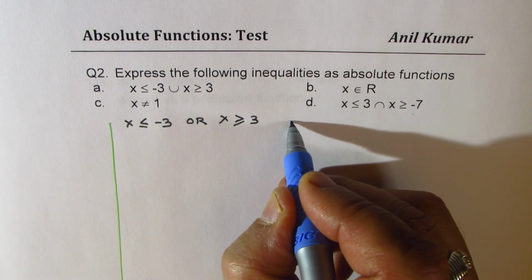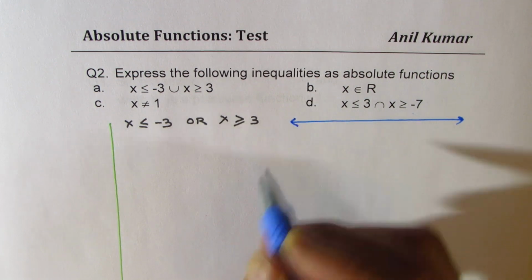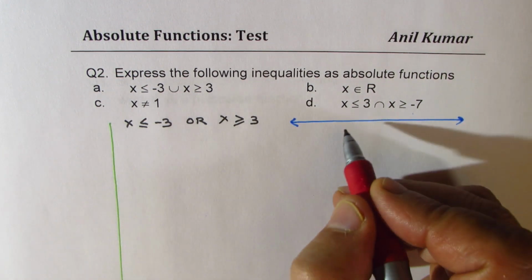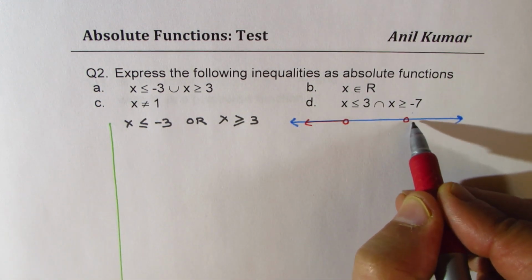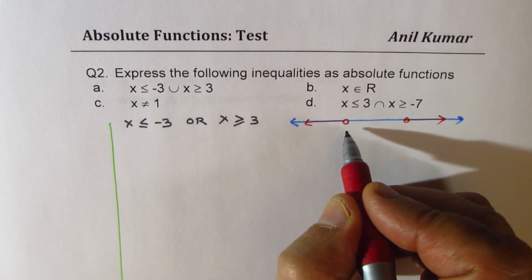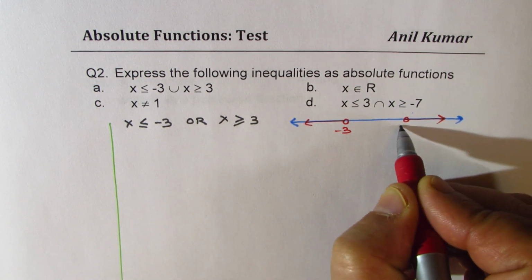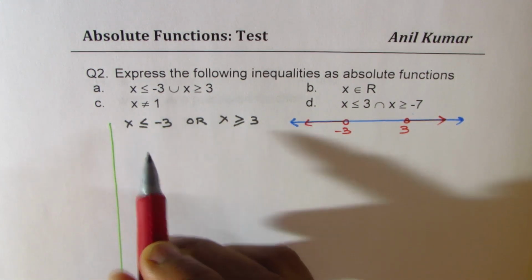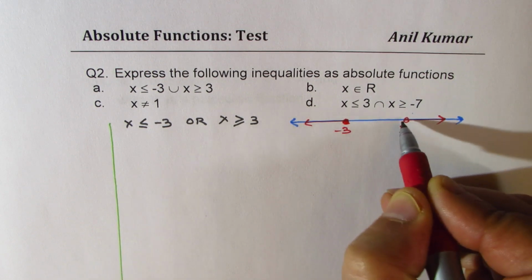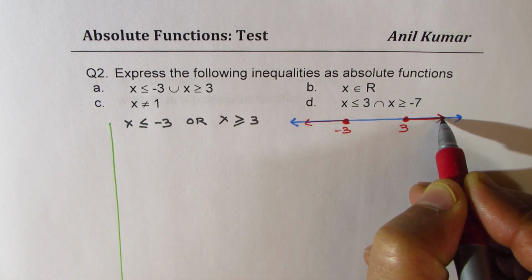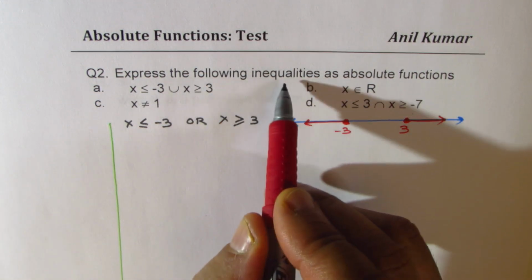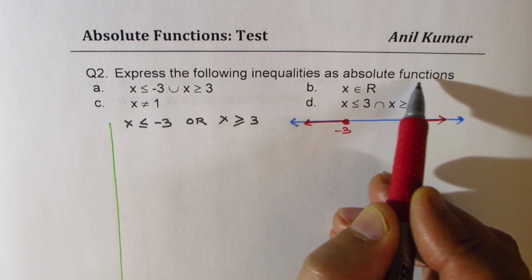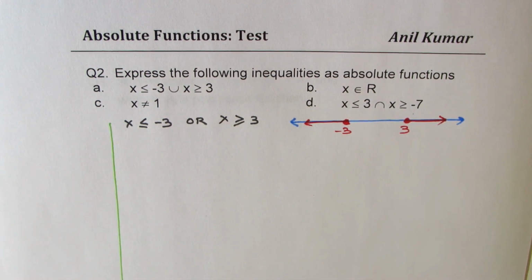On a number line, I could always show it like this. Let's say this is minus 3. It is on the left side of minus 3. Let's say this is plus 3, on the right side of plus 3. When we say equal to, we kind of fill this up. Now you see, that is what we have on a number line. You have to express this inequality as an absolute function. Correct? How will you do it?